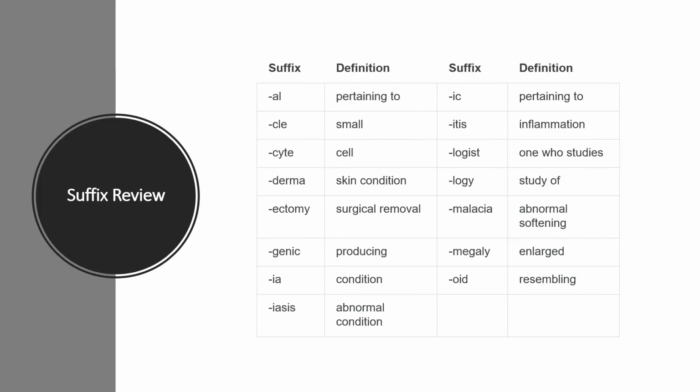Let's review these suffixes that were introduced to us in Chapter 2 because they're used to help build dermatology terms. Al means pertaining to, cyte, cell, derma, skin condition, ectomy, surgical removal. Genic, producing. Ia, condition. Iasis, abnormal condition. Ic, pertaining to. Itis, inflammation. Logist, one who studies. Logy, study of. Malacia, abnormal softening. Megaly, enlargement, and oid, resembling.